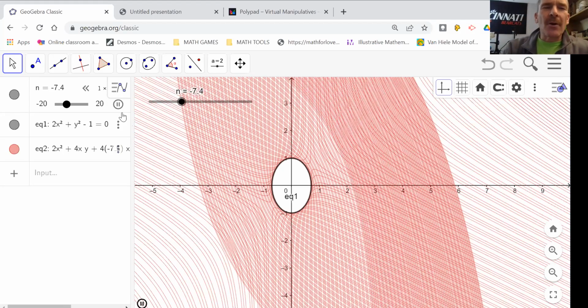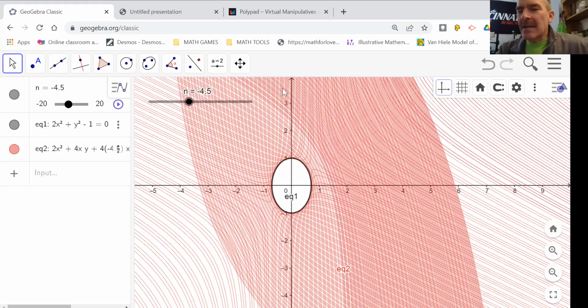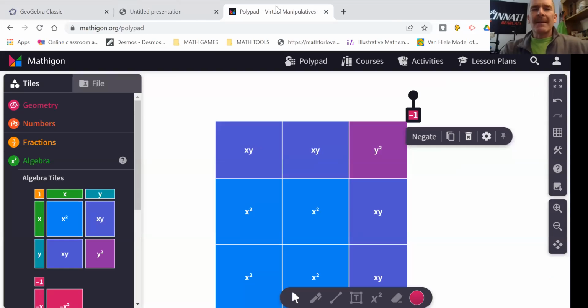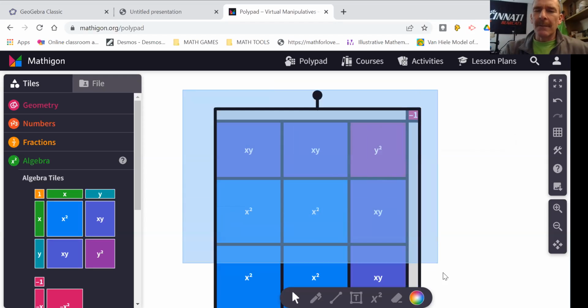So the only other question, let me stop this. I've got time to do one more. Since we've done a parabola and a circle and an ellipse, I think it's appropriate. Oh my goodness gracious, look at all these tiles. Let me select everything and delete.